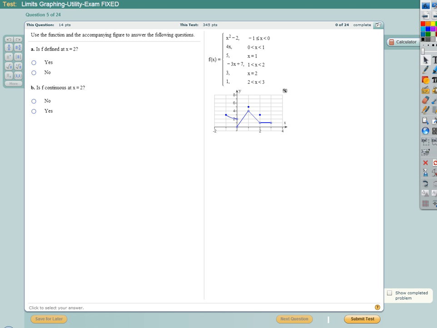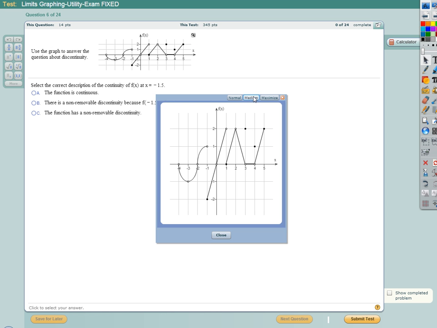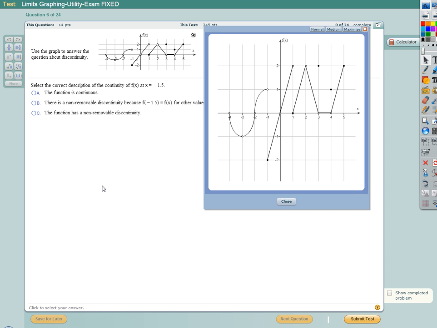What number is that? Okay, how about this? That's a busy looking one, isn't it? Okay. So select the correct description of the continuity of the function at x equals negative 1.5. So negative 1.5 looks like it's right about there. So what do you think?